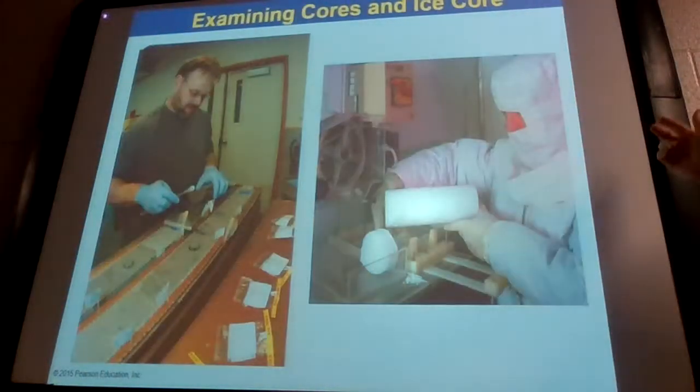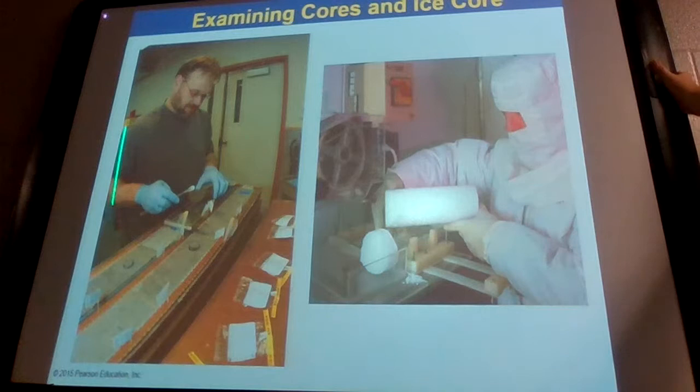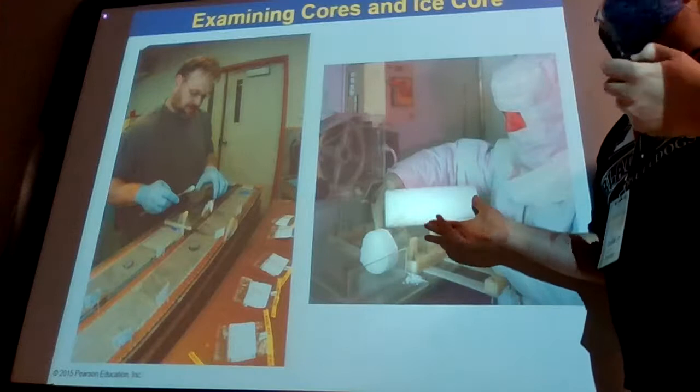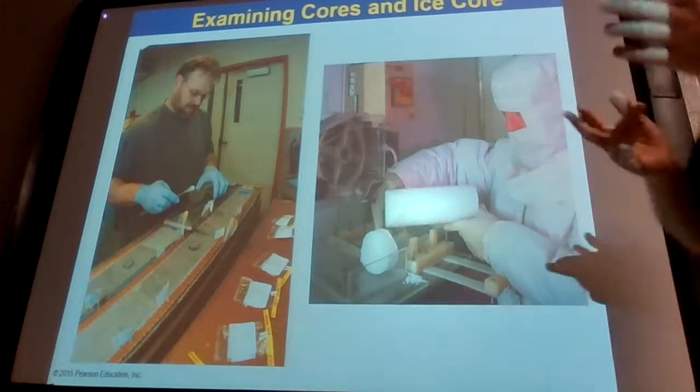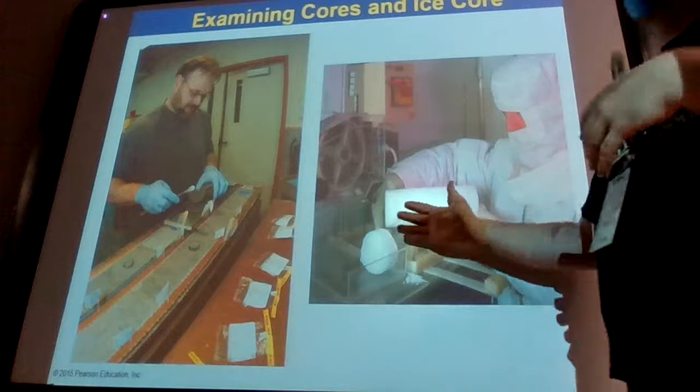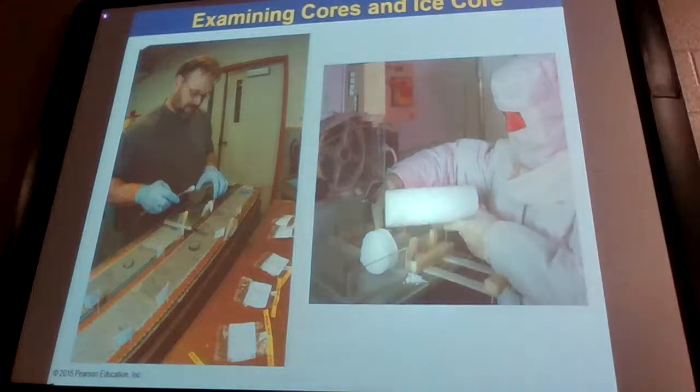They have some pictures here. Notice that the rock guy is just in a t-shirt with barely some gloves on. The ice guy is fully suited up, and all you can see is his nose sticking out the front. And the reason is the ice is much more difficult to keep as almost like the time capsule that we imagine it being. Once you start to cut it open, if it gets down below freezing, you're going to lose all the data that you had.